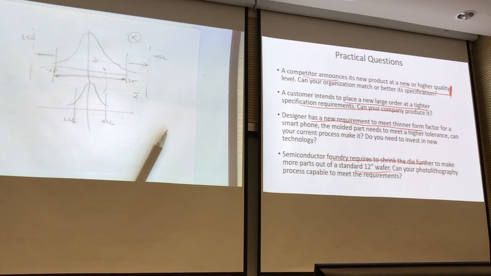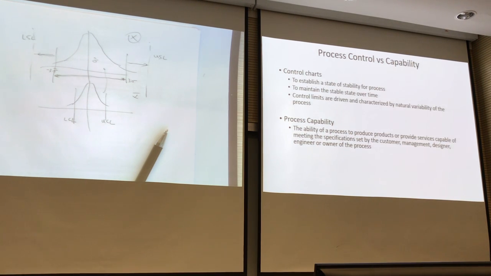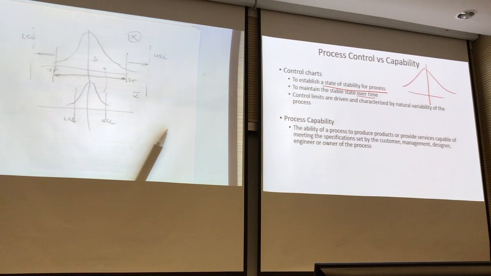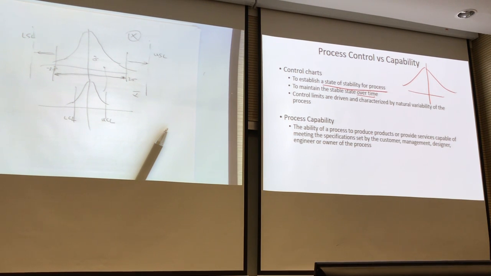All right, so that is something we are trying to answer there. Okay, so this is a practical one. Again, differentiation: a control chart is to determine the state of stability in the process, and whether it is stable over time. So that's why we have these types of things, spread out. The limits are driven by the process variability.